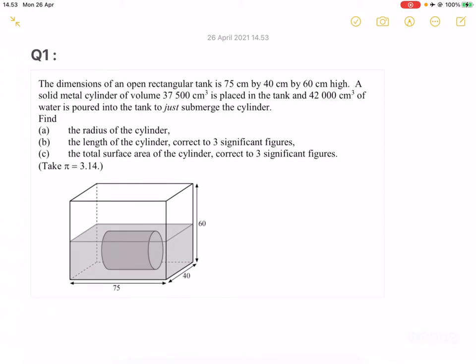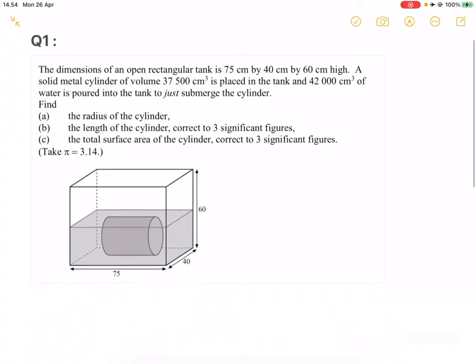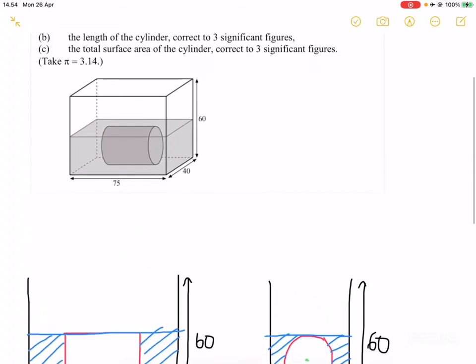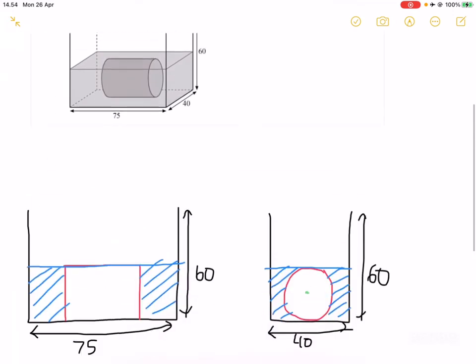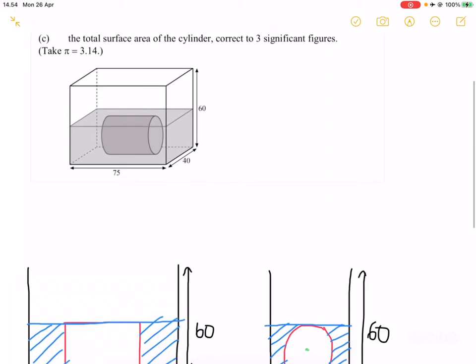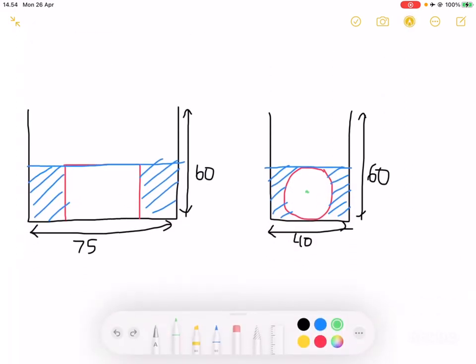And then we need to find the radius of the cylinder, the length of the cylinder correct to 3 significant figures, and the total surface area of the cylinder, yet again correct to 3 significant figures, taking the approximation of pi to be 3.14. Now, how to find the radius of the cylinder? When you're dealing with similar problems to this, what you can do is draw some diagrams looking at different perspectives of the cylinder inside the tank.